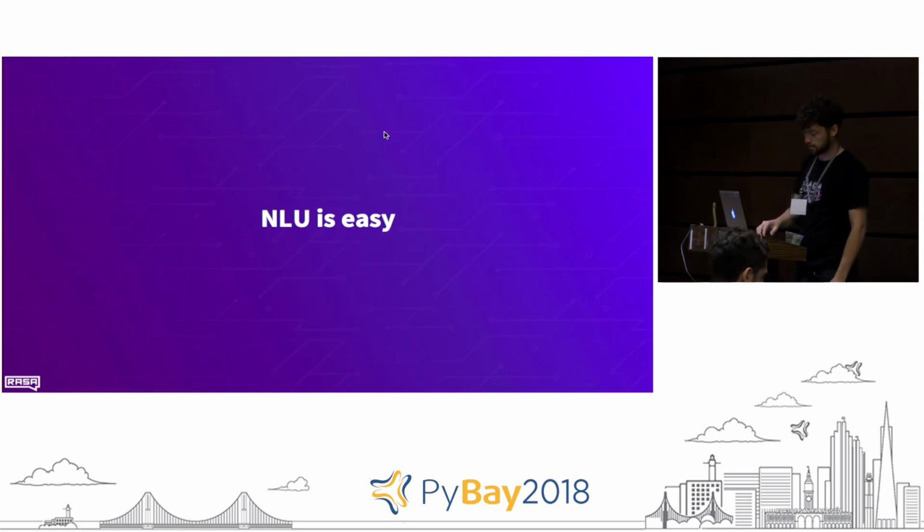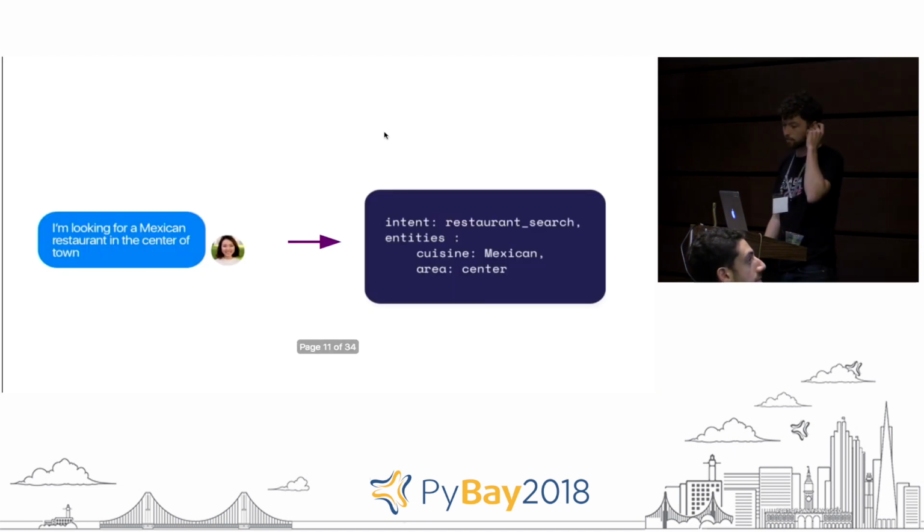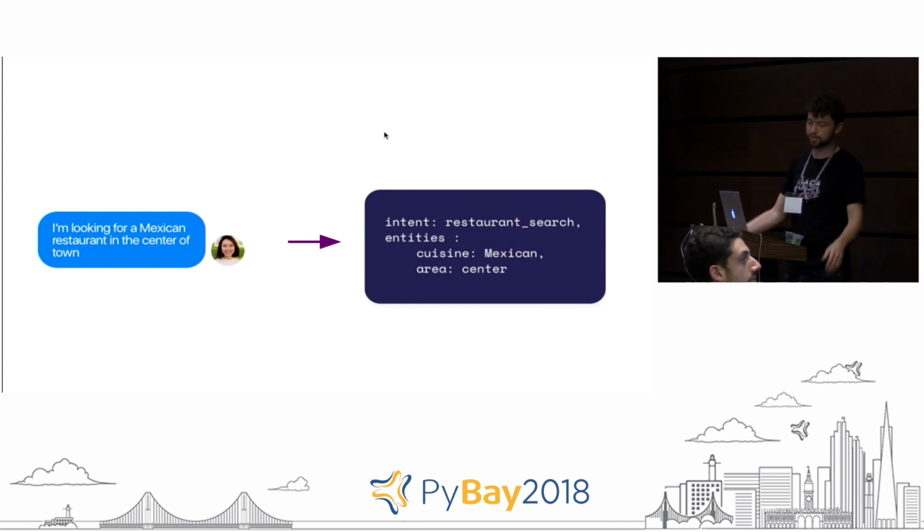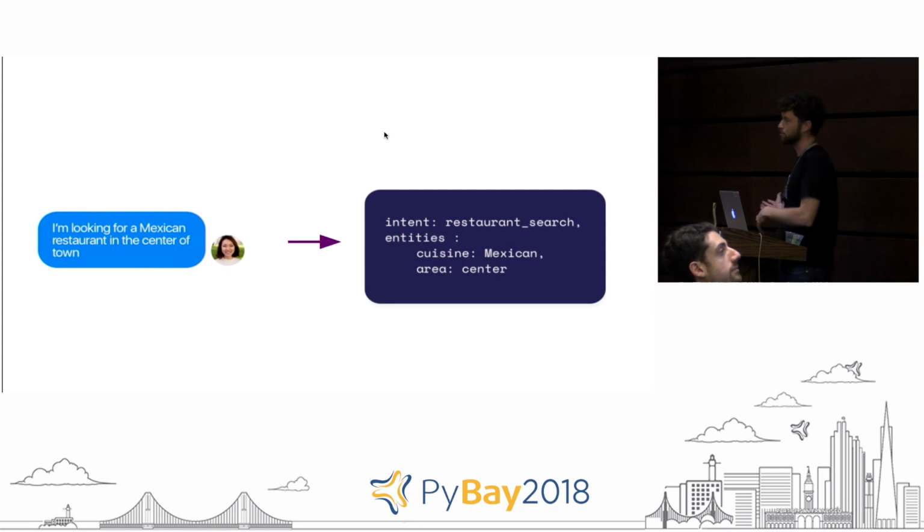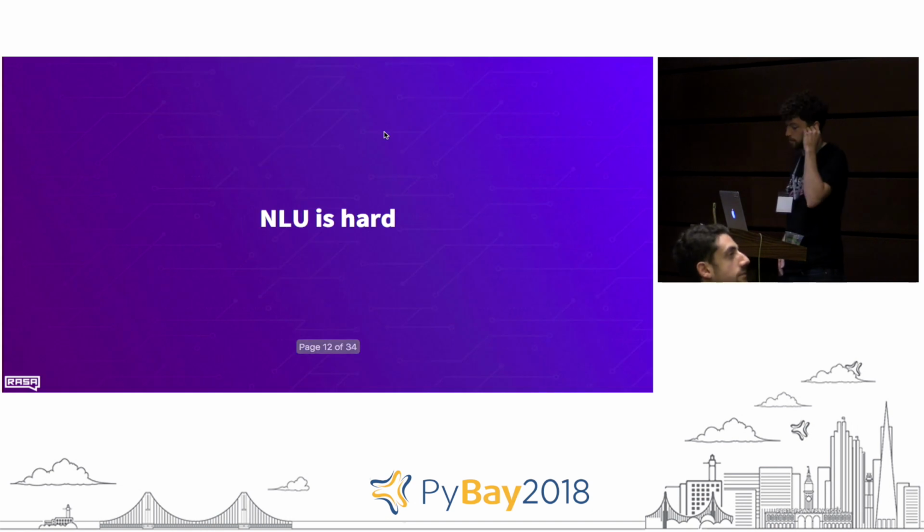So the short version is that NLU is easy, provided that you're just talking about the canonical toy example of, you know, I'm looking for a Mexican restaurant in the center of town, and you want to assign it to one of these intents and pull out the entities. But of course, that's not true, because NLU is actually quite hard.